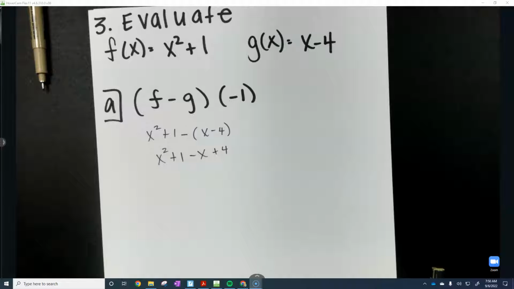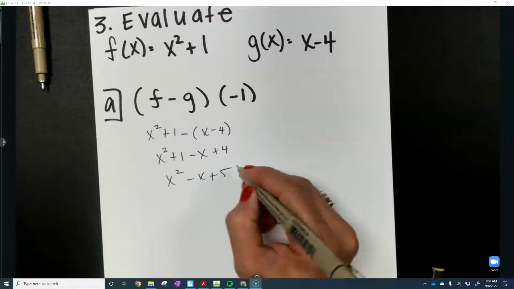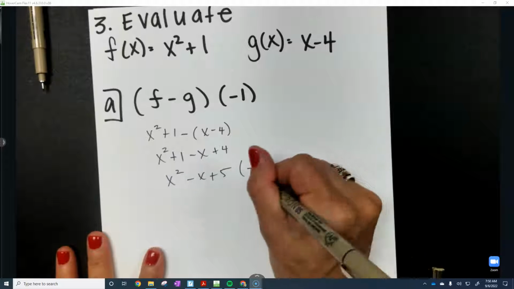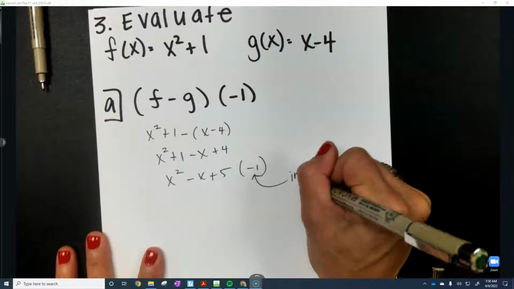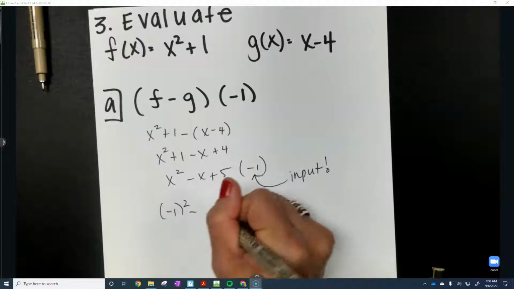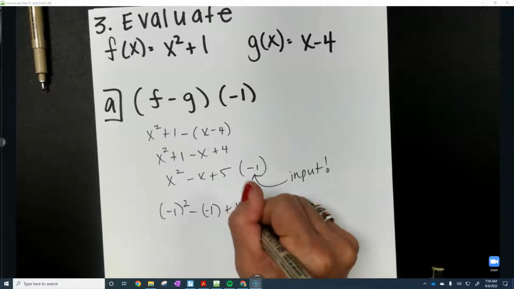So again, our simplified answer is x squared minus x plus 5. But now we're going to plug in a negative 1. Every time we see the letter x, we're going to plug in a negative 1. So remember, that's an input. So again, it's going to be x squared minus x plus 5.